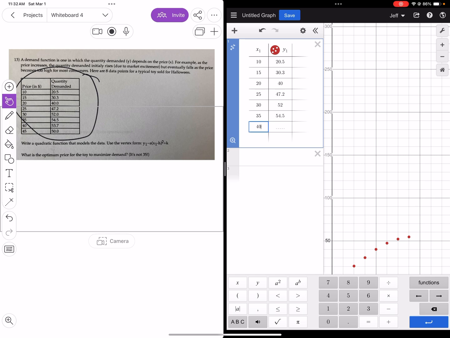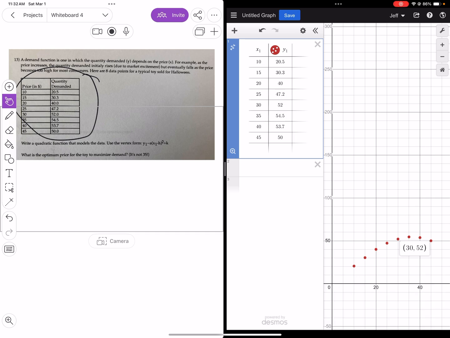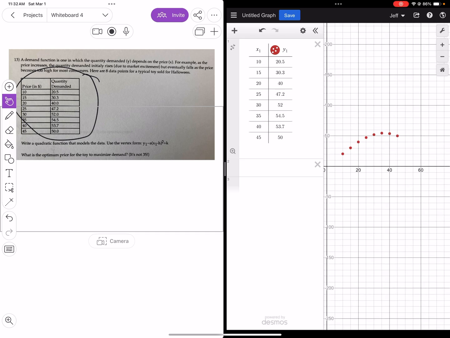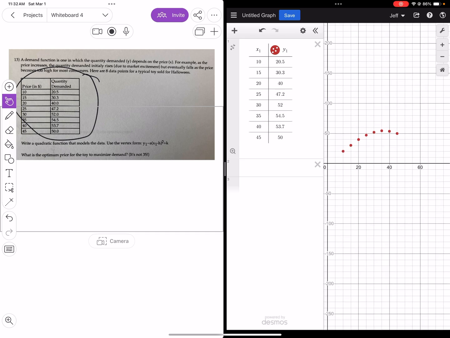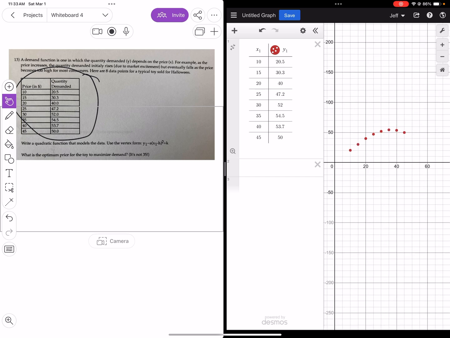40, 53.7. It's interesting that I have them on my scale. I can actually see them. 45. Often you can't even see your dots. And then 50. There. So when you look at your numbers there, or your dots here, they don't look like it's going to be a linear pattern. It'll be a quadratic.